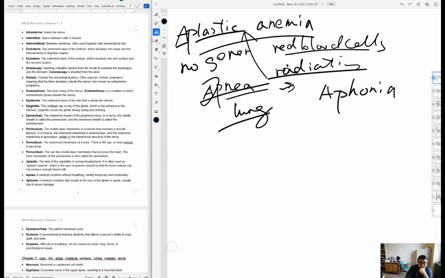Aphonia. No again, and phonia is the same as phone. Speech. Cannot speak. It's different from the condition of losing language capability. It's more like no sound, cannot make a sound.